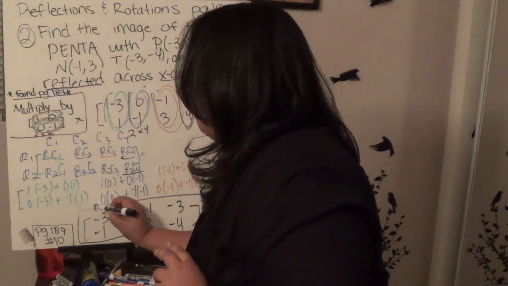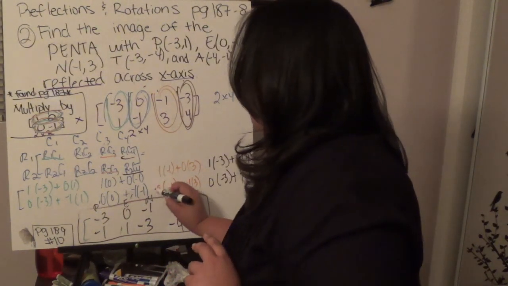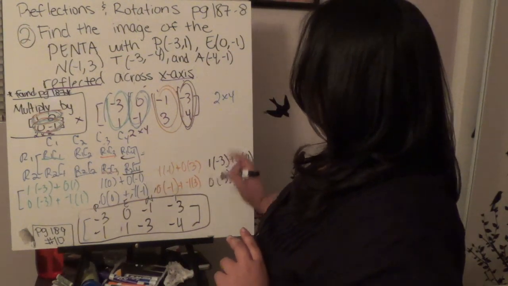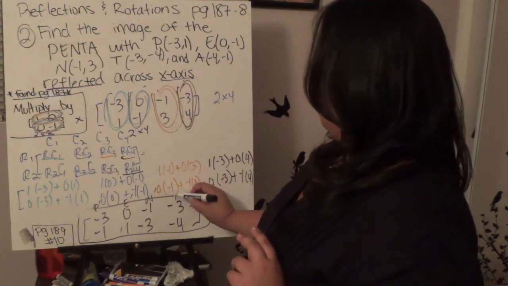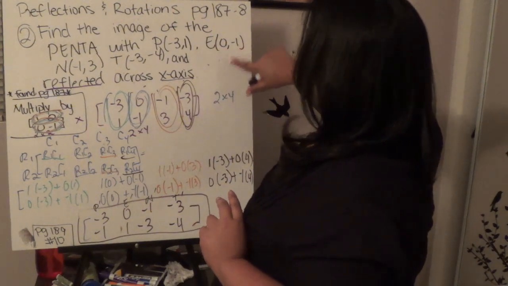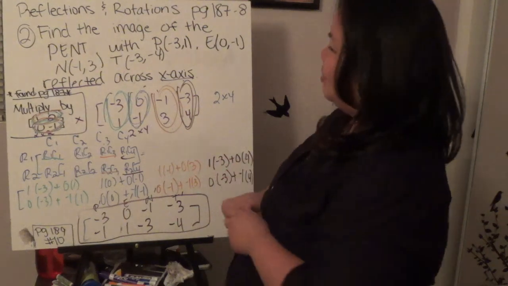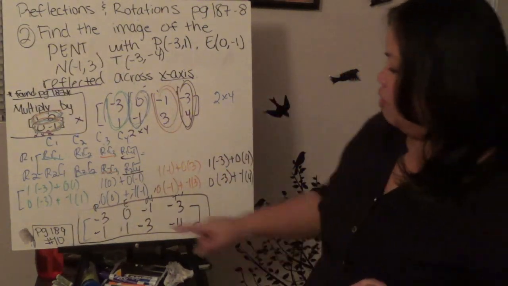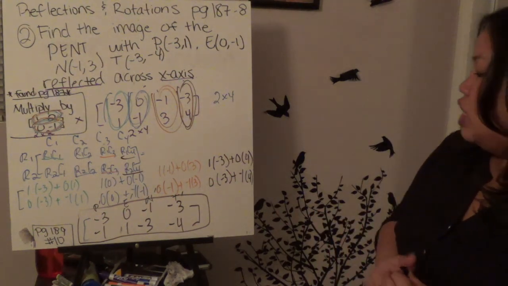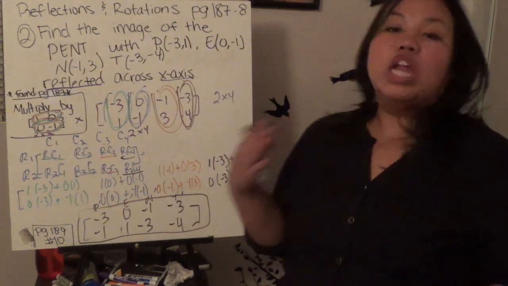This is going to be my P prime. This is my E prime. This is my N prime. This is my T prime. Oh, I'm missing A. Well, let's just pretend for now, my apologies, that it is pent. So you would have P prime, E prime, N prime, T prime. So this would be your pre-image, and this would be your image. And you would just graph those.